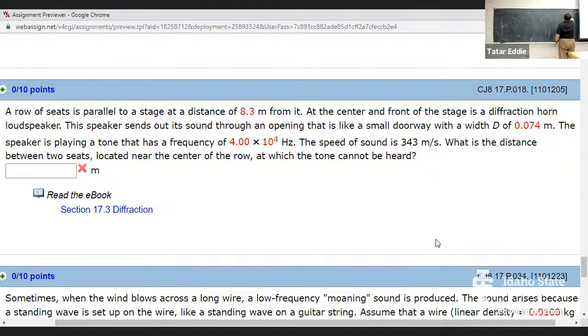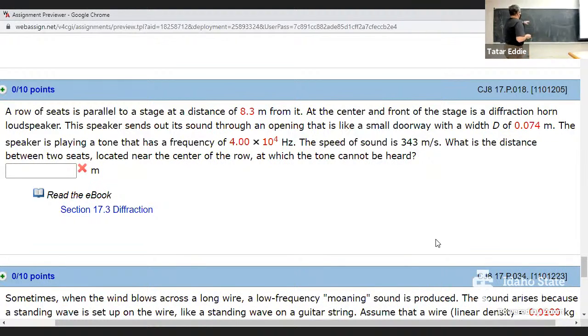343 meters per second. Therefore, the wavelength of this sound wave is V divided by F, which you can calculate to be 343 divided by 40 times 10 to the third. You can get a number for that wavelength.